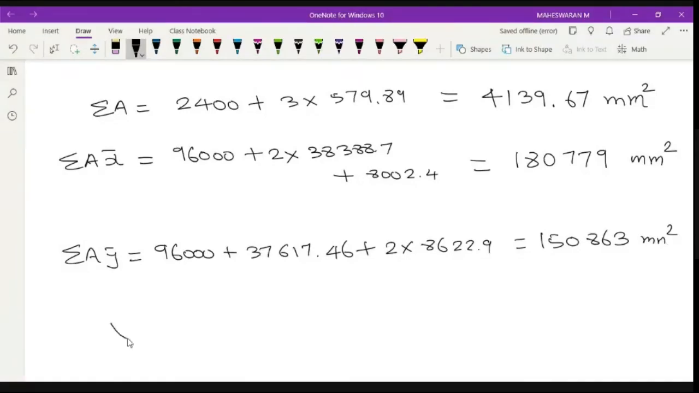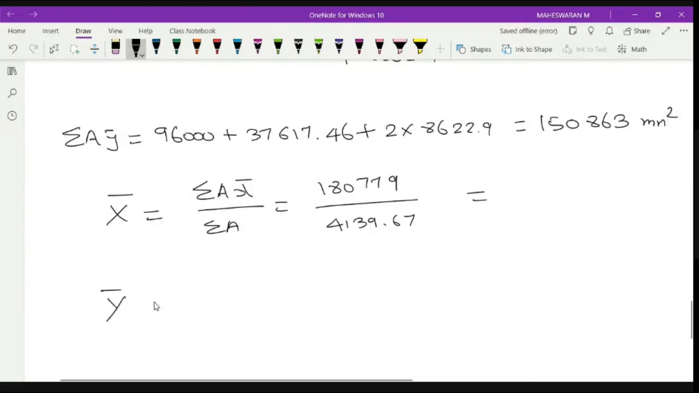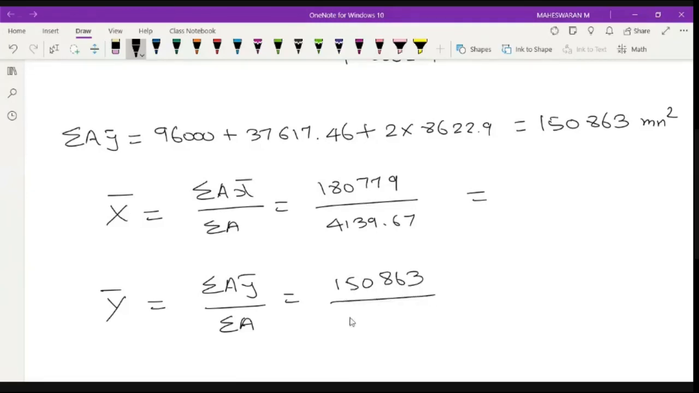Right. Okay, so now we'll identify the overall capital X bar. Capital X bar is sigma A into X bar divided by sigma A. This is equal to 180779 divided by 4139.67. So what is the value? Similarly, we can also identify capital Y bar. Capital Y bar is sigma A into small y bar divided by sigma A, which is 150863 divided by 4139.67. So what are the values for X bar? Sir, X bar 43.66. Very good. Y bar? Y bar 36.44, sir. Very good. Okay, we identified the value.